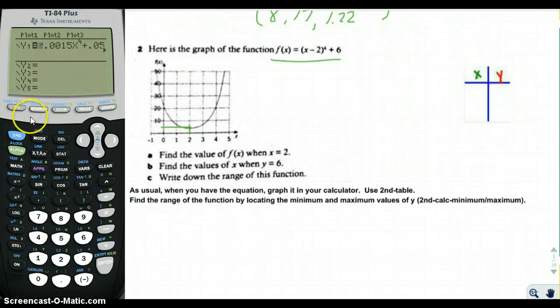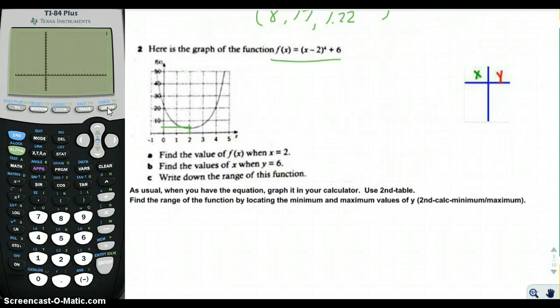Okay. Let's see. Okay, so the function is parentheses x minus 2, to the fourth, plus 6. Okay. And graph. Okay, so that looks similar. Find the value of f of x when x equals 2.